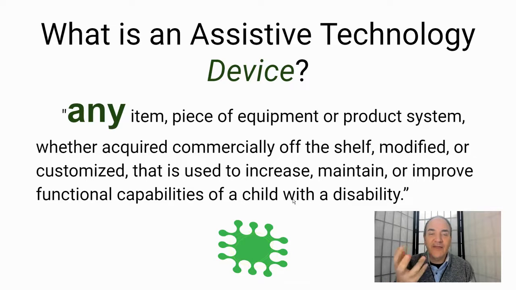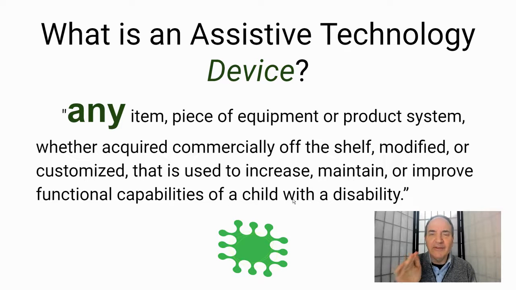Okay, so if it's a thing that's used with a student with a disability to increase, maintain, or improve functional capabilities, which is like anything, then it is assistive technology. Now, I said there was two words. The second one I want to point out is used. So that means that it's just simply if someone with a disability is using an item. It's just simply if they're using it, okay? That's what's an assistive technology device.